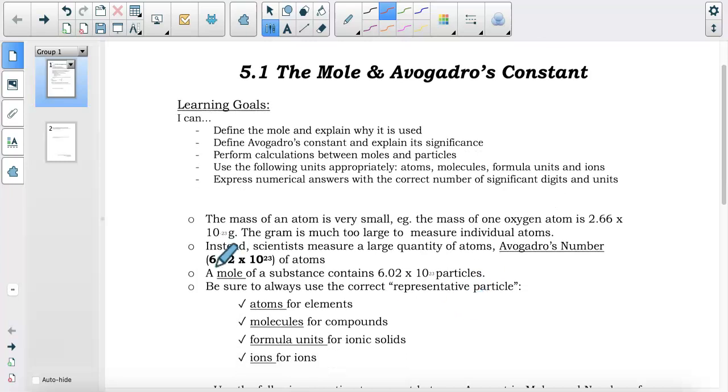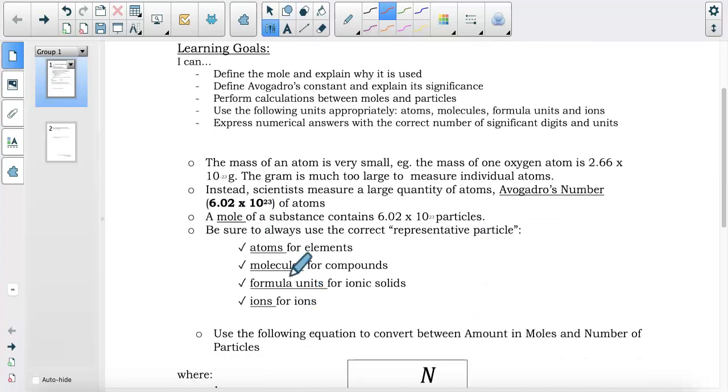When we are using these moles, we have to make sure we're using the correct representative particle. For elements such as potassium, sulfur, or oxygen, we use the particle of an atom. For a molecule such as H2O, or a compound such as H2O or perhaps HCl, these are no longer atoms, so we need to use molecules to represent these compounds.